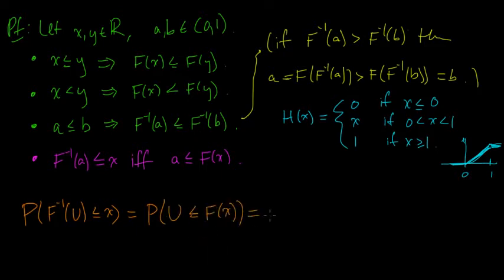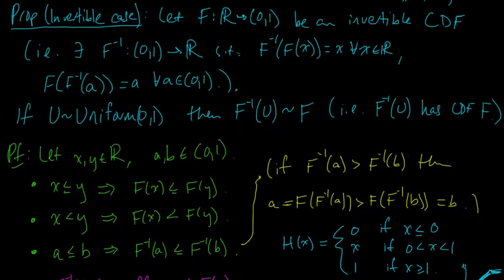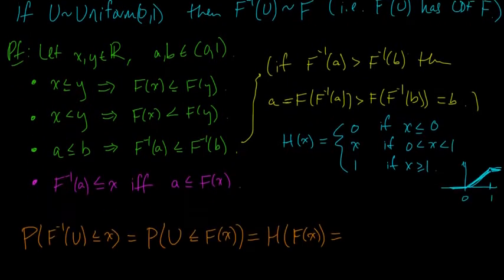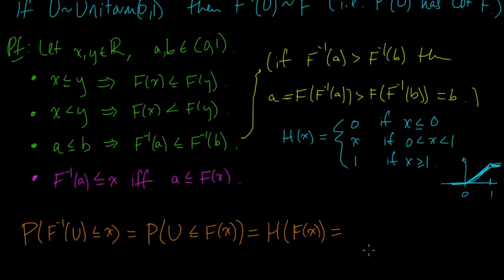And this is the definition of the CDF of u evaluated at f of x. And we know that the CDF of u is h of x. So this is h of f of x. And since f of x is always, in fact in this case strictly, between 0 and 1, which is not particularly important for this step, this is equal to f of x by the definition of h of x. And so therefore, f is in fact the CDF of this random variable f inverse of u, and that's what we wanted to prove.